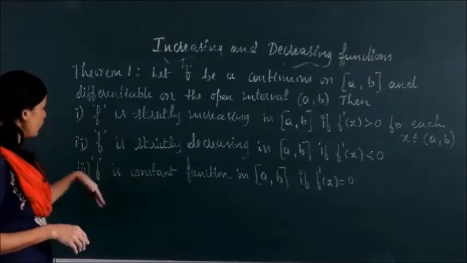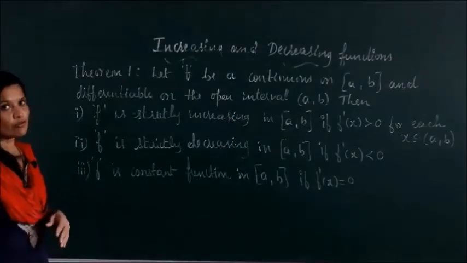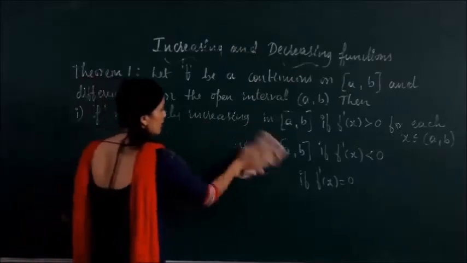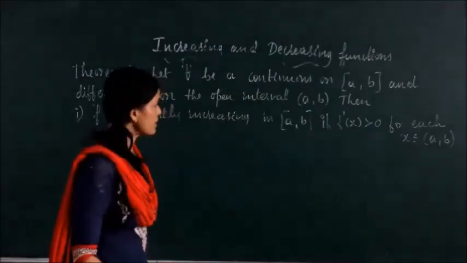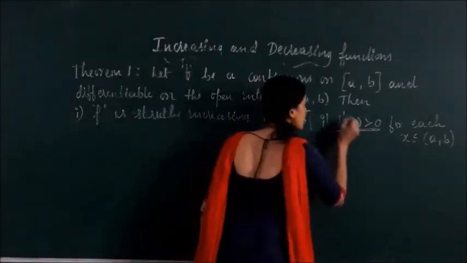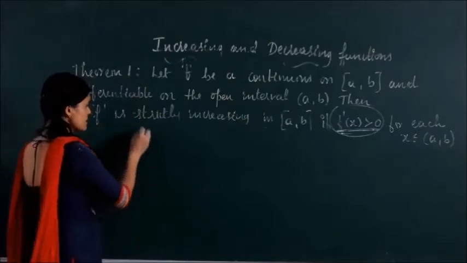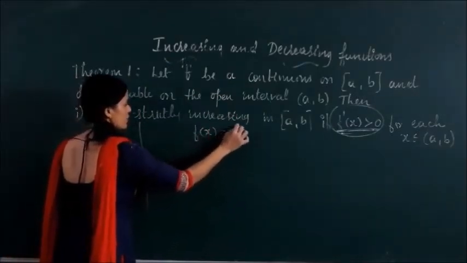So I will explain all these three with examples and then we will go to the proof of this. Okay. So first I will explain this. f is strictly increasing if f dash of x is greater than 0. Why this condition, f dash of x is greater than 0? See, I take the same example of f of x is equal to x square.